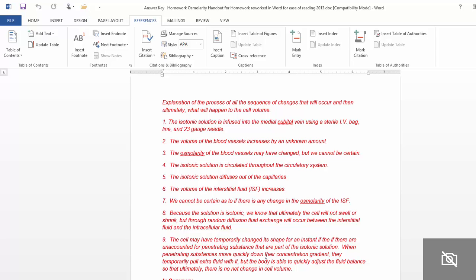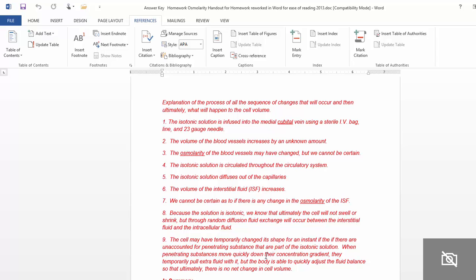Okay. The isotonic solution is circulated throughout the circulatory system. You inject it into a vein, it's going to go everywhere. You've got to tell me that. I don't know what you know. I cannot make any assumptions. If you don't write it down, I'm going to assume you don't know. And I'm going to mark it wrong. Right? I can't just assume because I know that you know.